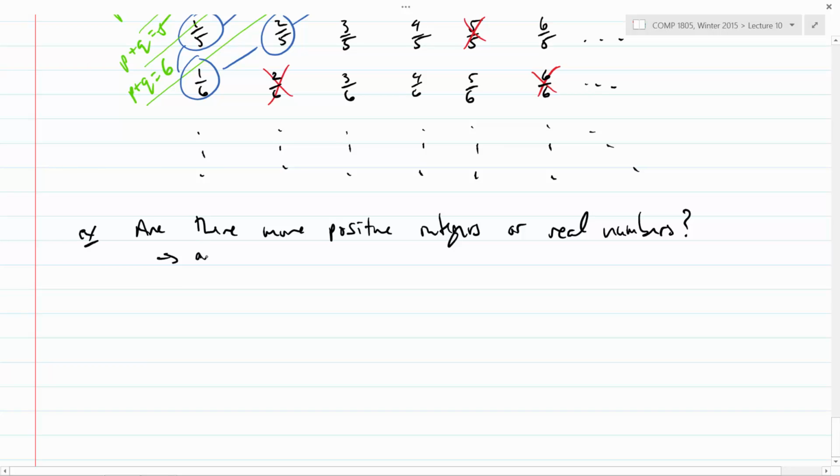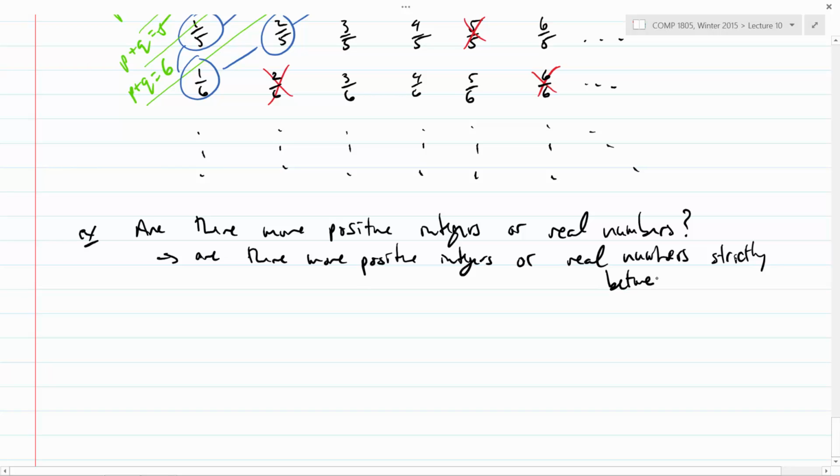So, are there more positive integers or real numbers between 0 and 1? So strictly between 0 and 1. Right? So if there are more real numbers between 0 and 1 than there are positive integers, then there's certainly more real numbers than there are positive integers. All right, so let's try to do that.